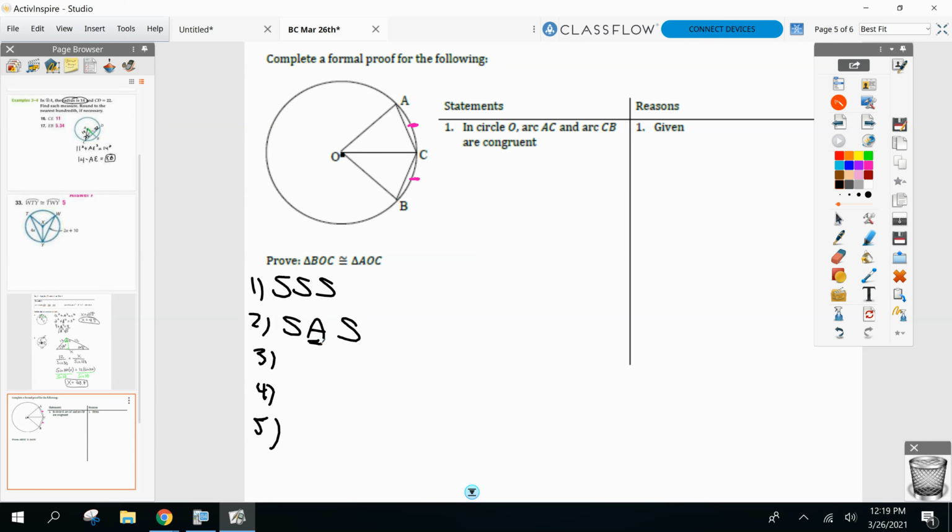It's for proving triangles congruent. There's two angle... angle side angle. Angle side angle. What if it's triangles?